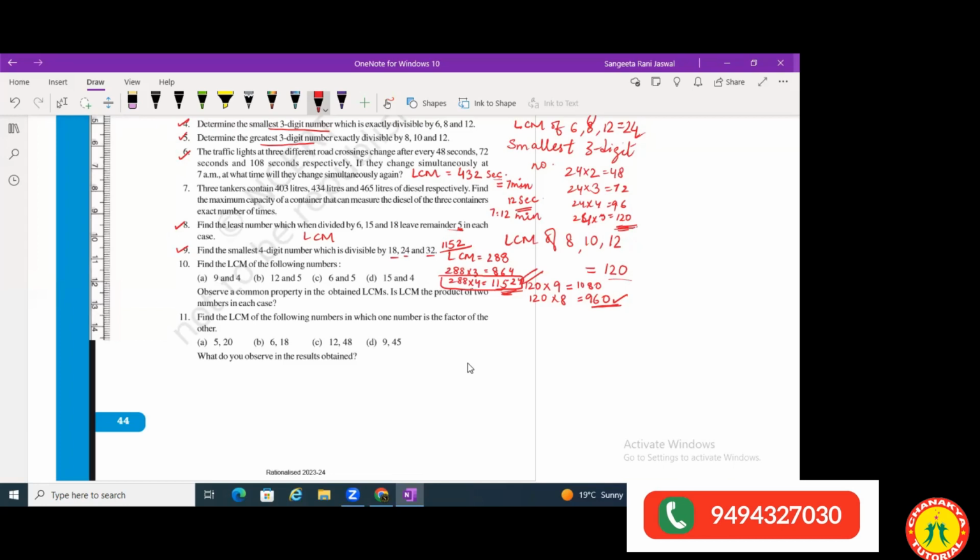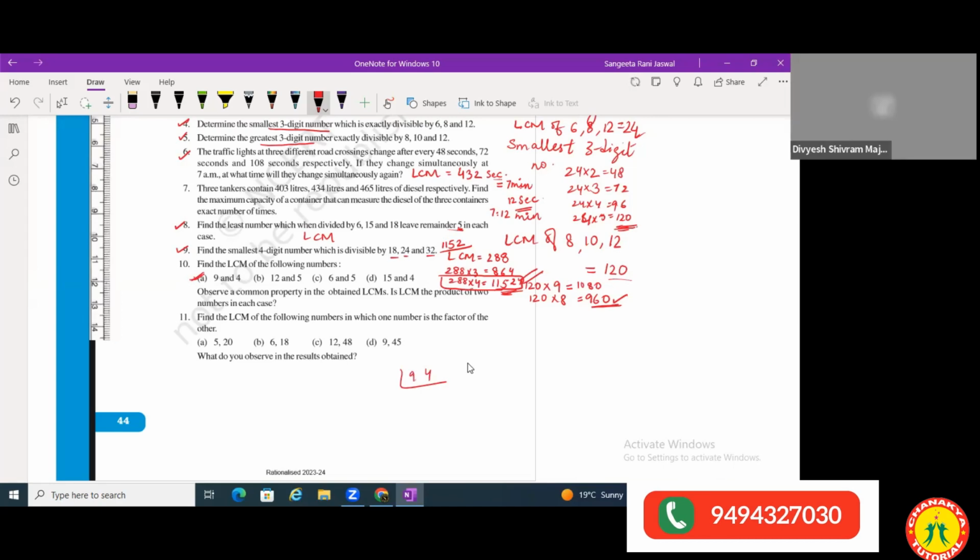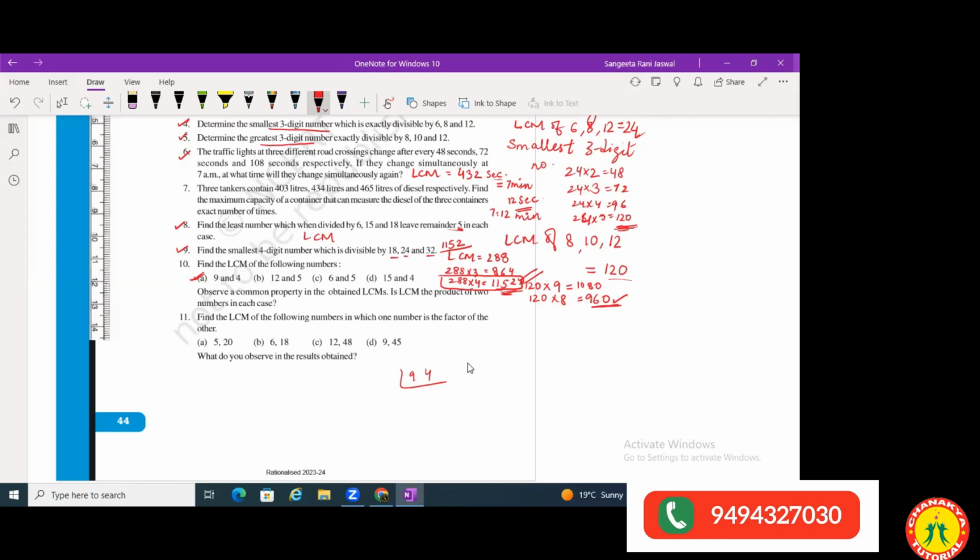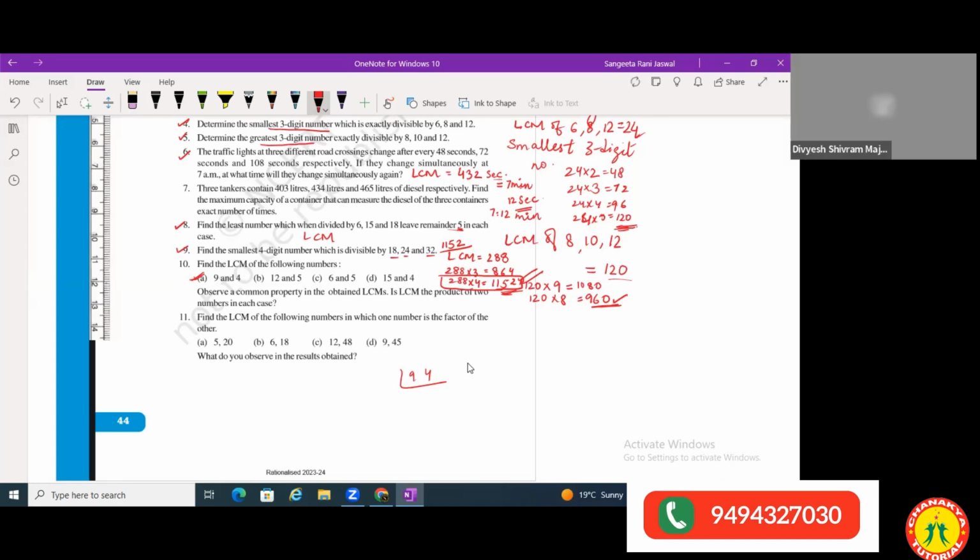Okay. Now see, children, what this question is telling you. When you find the LCM of 9 and 4, just for example, please find the LCM quickly. LCM of 9 and 4. Is there anything common between 9 and 4? Nothing common. So nothing common, no?